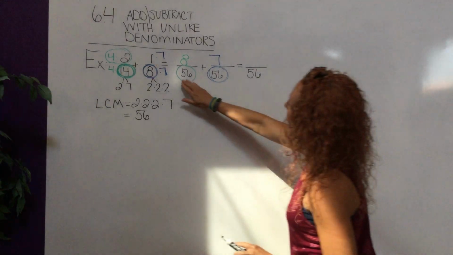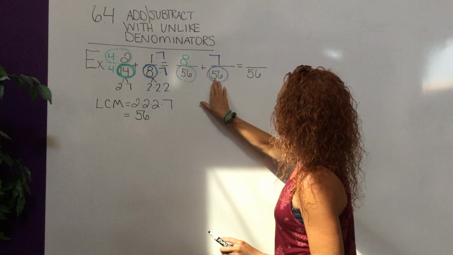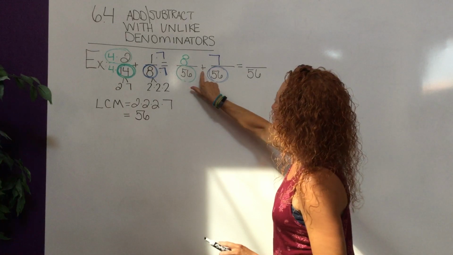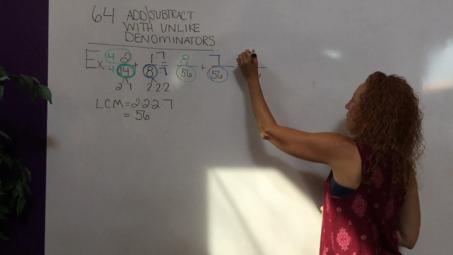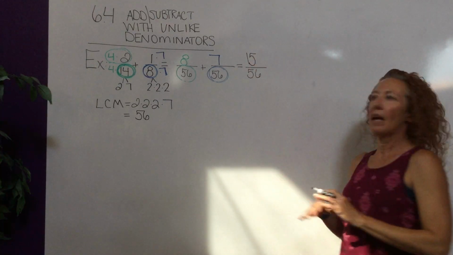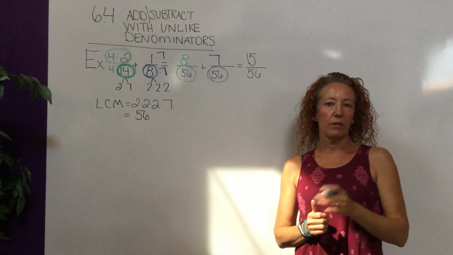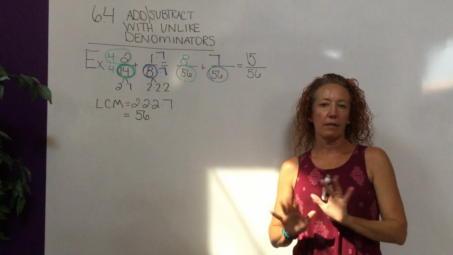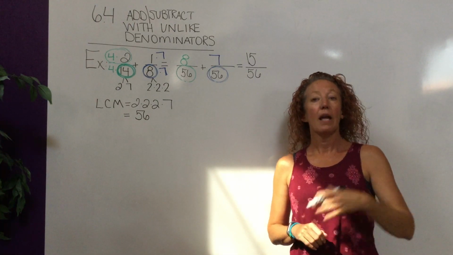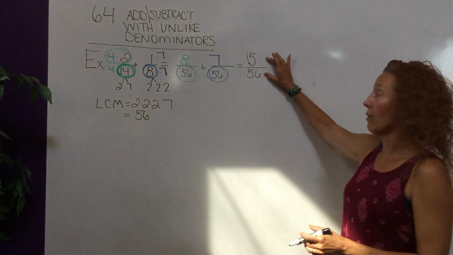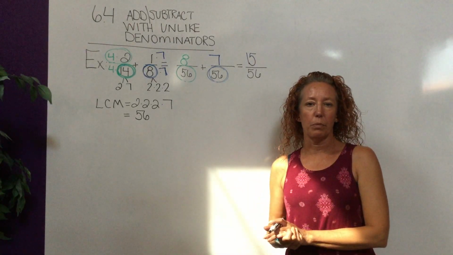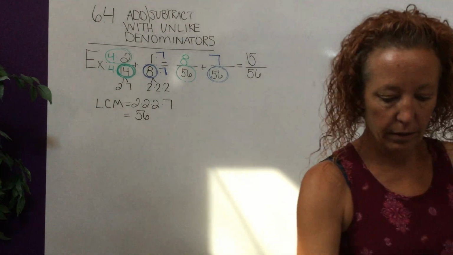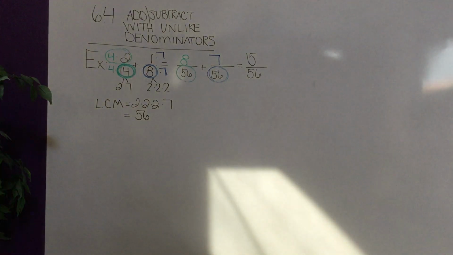Now that I have a common denominator, I can apply this operation. 8 plus 7 is 15. And that cannot be reduced. 15 over 56 is my final answer. Is there a scenario in which this could be reduced? Absolutely, and those will come up eventually. Let's try it again.